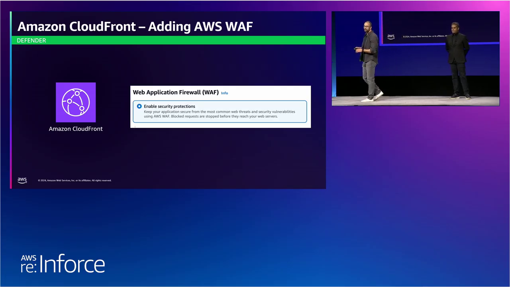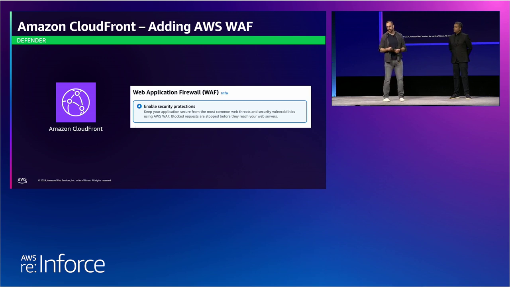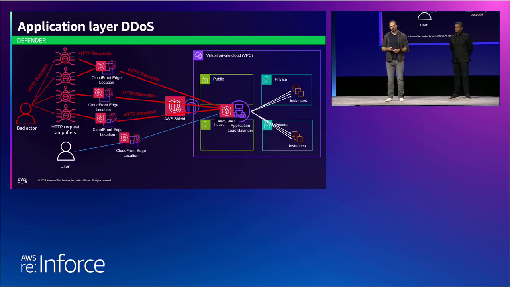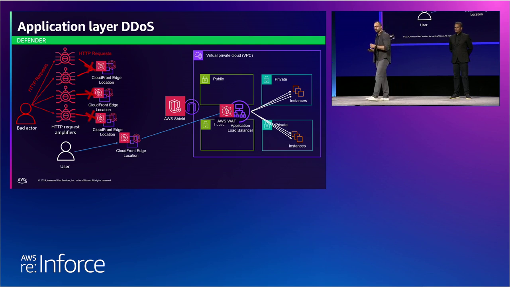Just like with Application Load Balancer, it's very simple to deploy. A single tick box or single API call, and you have a web application firewall running on your CloudFront deployment, which will allow you to limit those requests and identify malicious traffic and drop it. But then we can look at some of the rules that we need to configure to be able to do that.